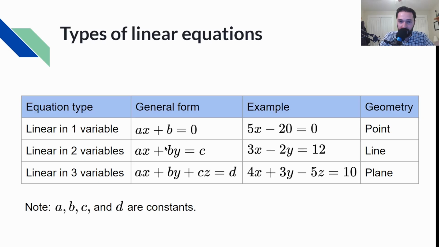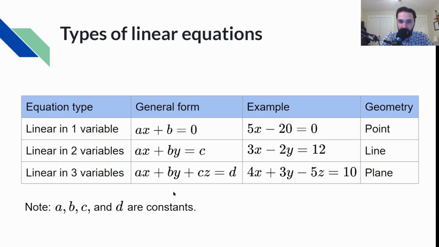It's a point. But this equation, if it's linear in two variables, that's the equation of a line, because I have two variables, x and y. Every solution to this equation is a coordinate point that we can put on the axis, and then draw a line to connect the dots.